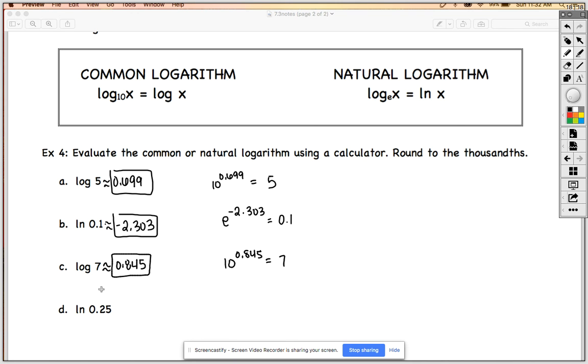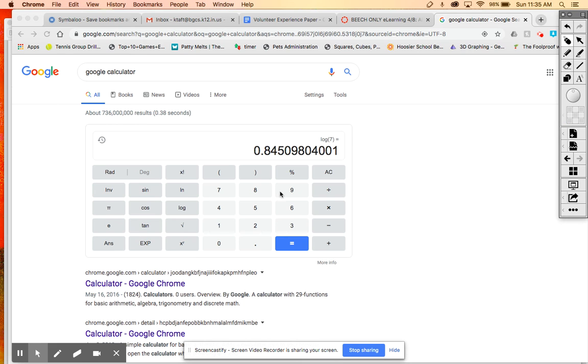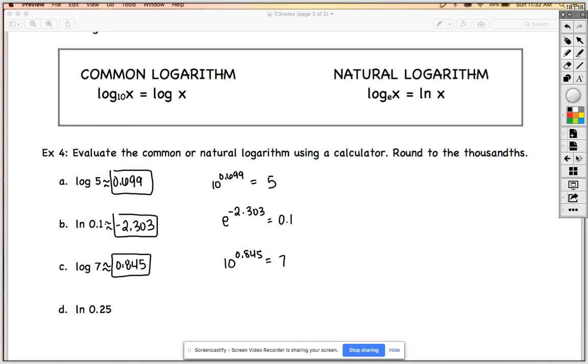And then the last one is the natural log of 0.25. And we get negative 1.386 because the 2 is not going to change my 6. Negative 1.386. Okay, again, if you did e, because that's my base when I have a natural log, to that power, you can get something really close to 0.25.